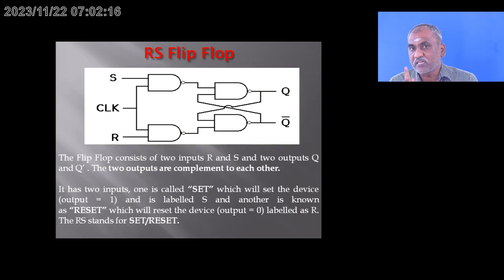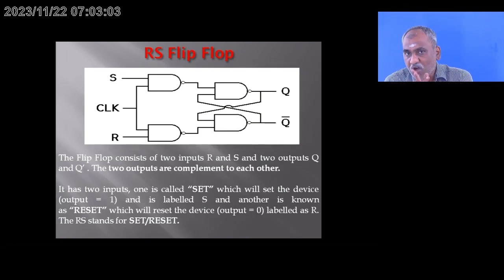There are the first and second gates, the third NAND gate and the fourth NAND gate, and the 2 outputs Q and Q bar. You see that the third NAND gate output is connected to the fourth gate input, and the fourth gate output is passed to the input of the third NAND gate. That is, the outputs are cross-connected to each other, third and fourth. So the flip-flop consists of two inputs R and S and two outputs Q and Q bar.